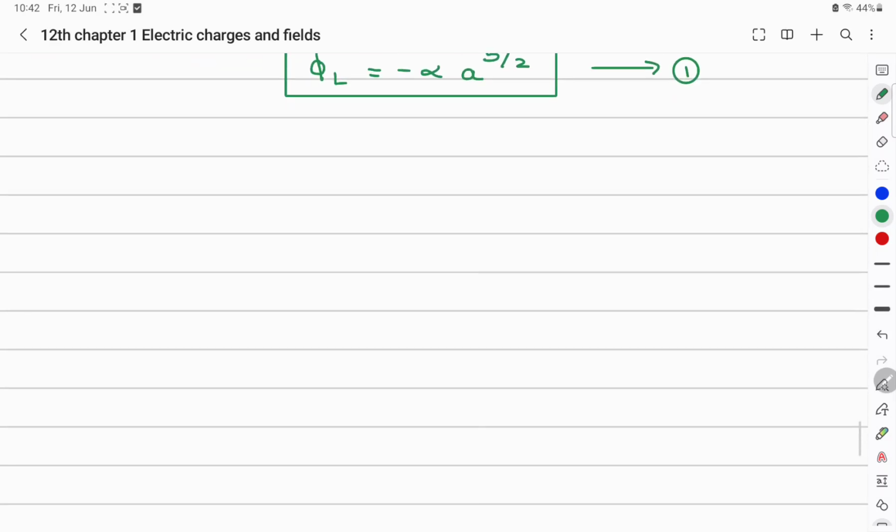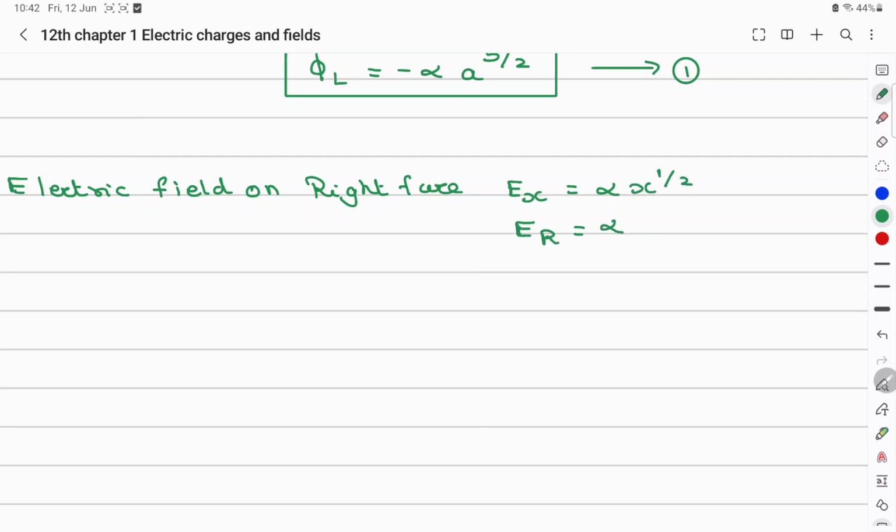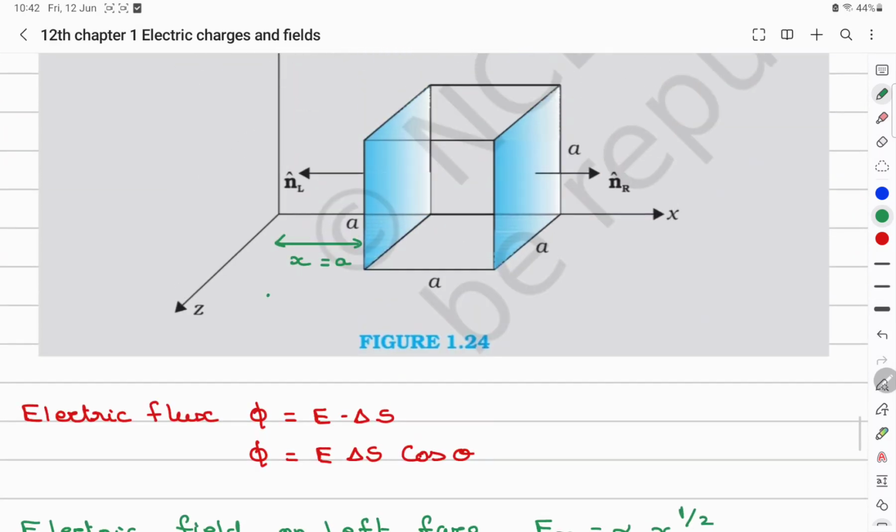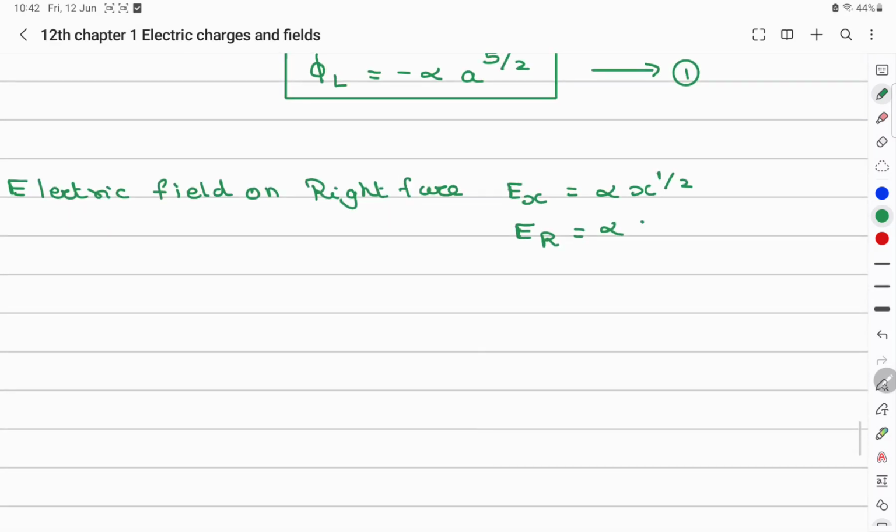And then we are going to find out the flux on the right face. For that, the electric field on the right face is E of x, which is equal to alpha x power 1 by 2, or E of r is equal to alpha. Here the x value is the distance from the origin point to the right end. So it's 2a, so 2a power 1 by 2.